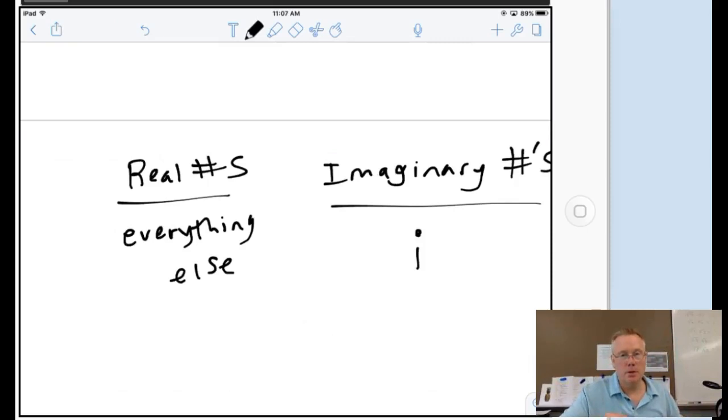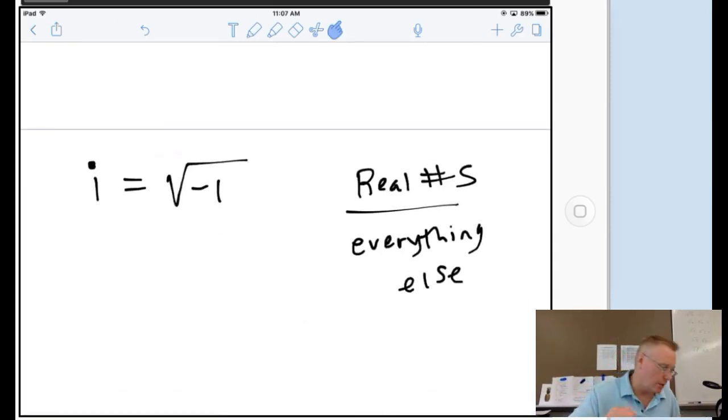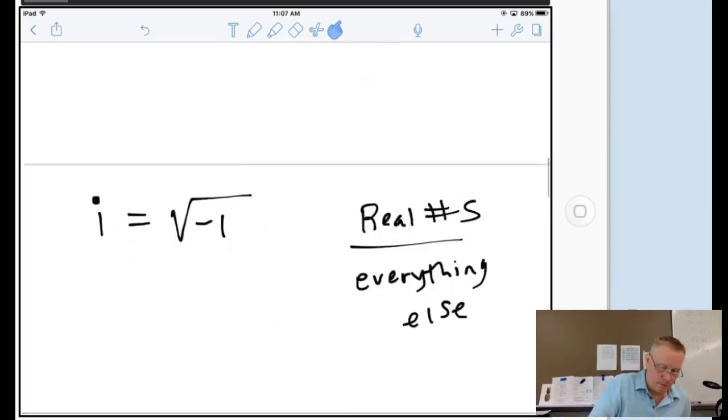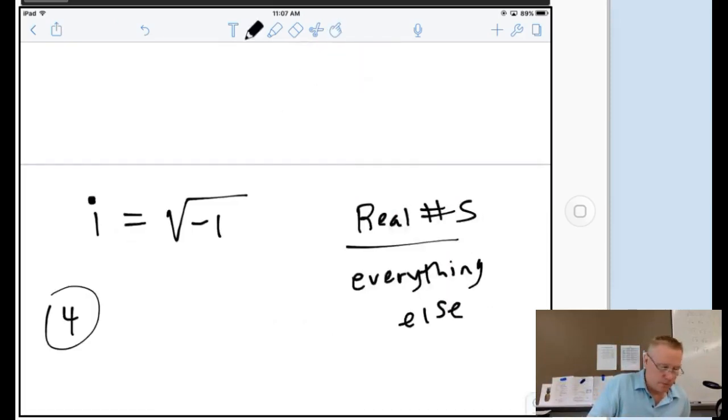Okay, so this is going to open up a whole new realm of numbers for you. Okay, so let's say I start with this one right here. What number am I on? 4. Say I got the square root of -4.